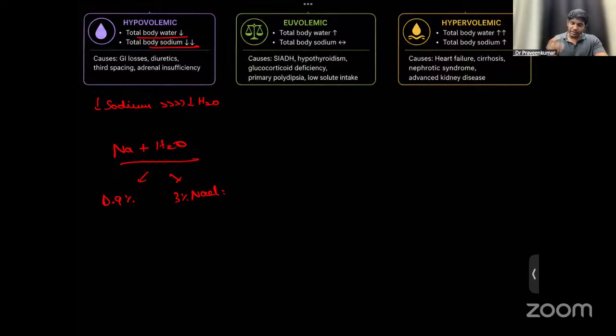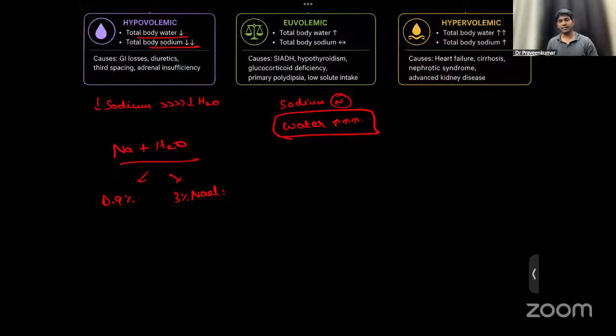Okay. Now euvolemic. In euvolemic, sodium is normal, but water is increased, right? So what should you reduce actually? You should reduce the water level. So how can you reduce water level? Water level can be reduced by number 1, fluid restriction. Or tell me one mechanism by which you can eliminate just pure water. Pure water can be eliminated by giving one drug. Do you know what drug it is? Vaptans, exactly. So it is vaptans.